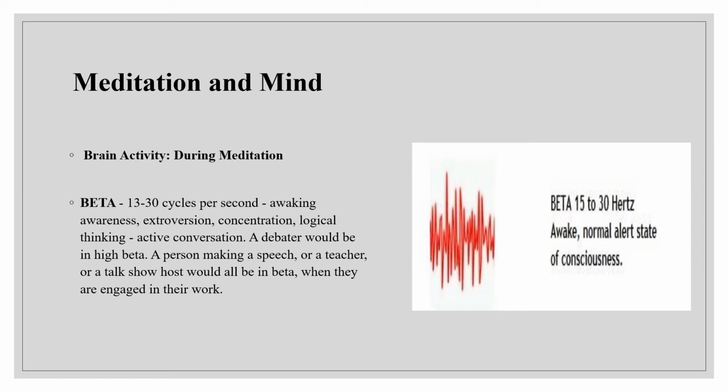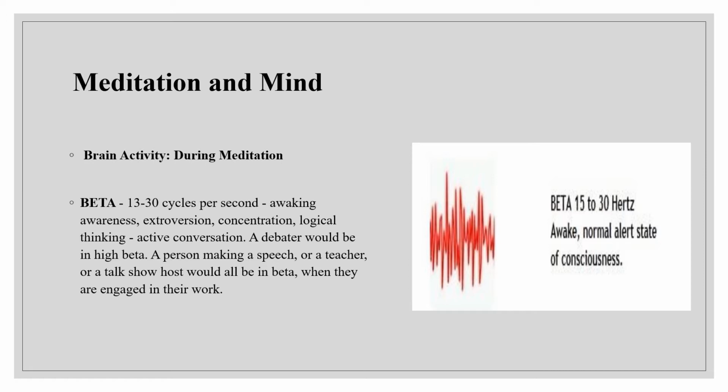Awakening, awareness, extroversion, concentration, logical thinking, active conversation. These are the activities we actually do whenever we are in the beta state of mind. A debater would be in high beta. A person making a speech, or a teacher, or a talk show host would all be in beta when they are engaged in their work.